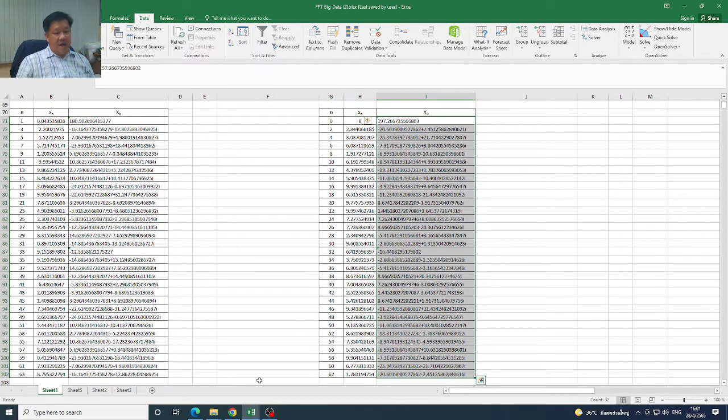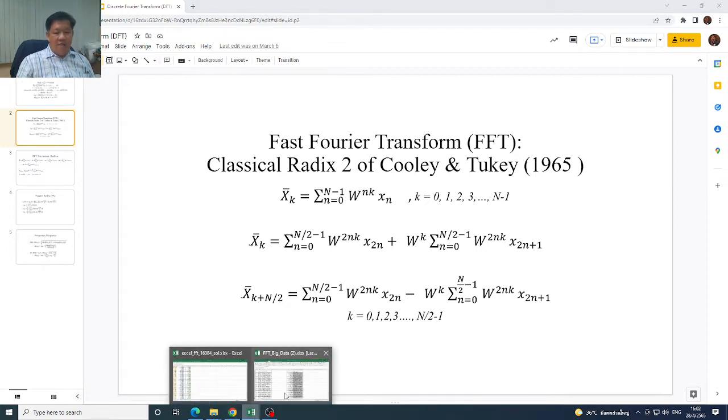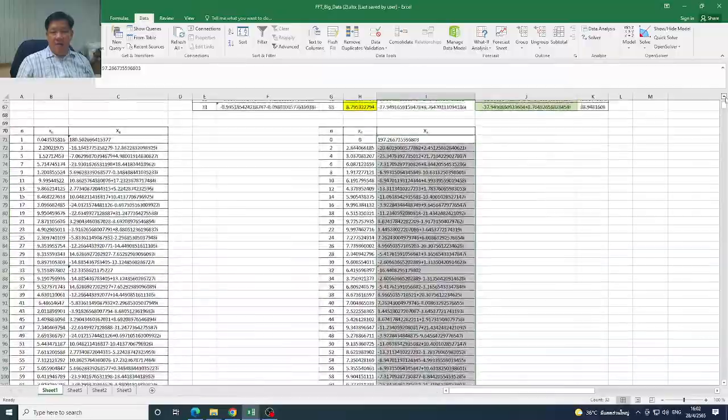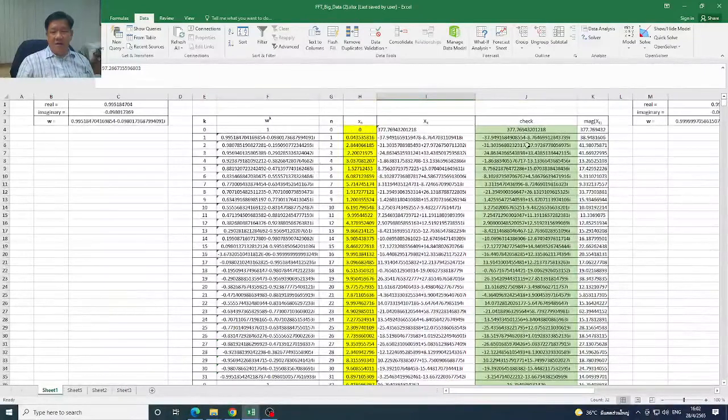Now we are ready to apply this for the whole group again. We just use this term for the first 32 results of x bar sub k. We use this summation that consists of 32 data plus w to the k times the summation of this second group. So this is why we implement, going back here, the way that we implement down here, all the formula here that gets the results down here.